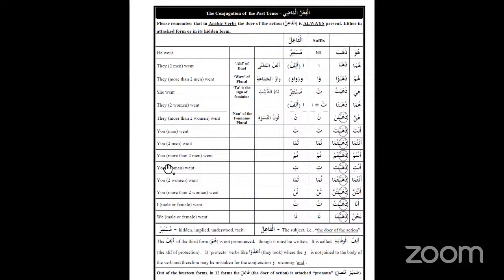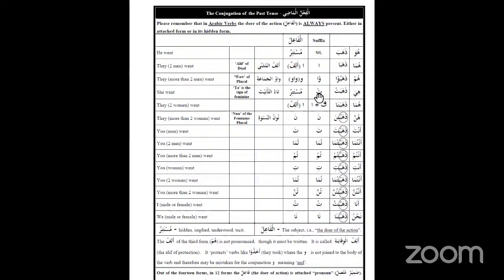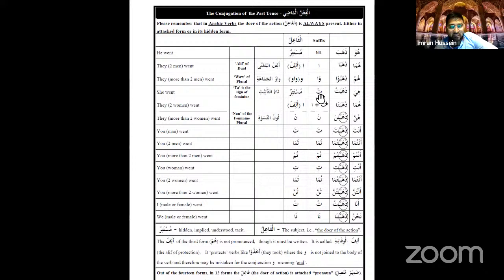Okay, that's brilliant. And then in dhahabat, this ta which has been added is the sign of feminine. So dhahaba and dhahabat, this is called ta'u ta'nith. This is a sign of feminine, but it's not a pronoun. It's just a sign of feminine itself. So again, here the pronoun is hidden in dhahabat. Then we go to dhahabata. The ta is the sign of feminine. Alif is the sign of?